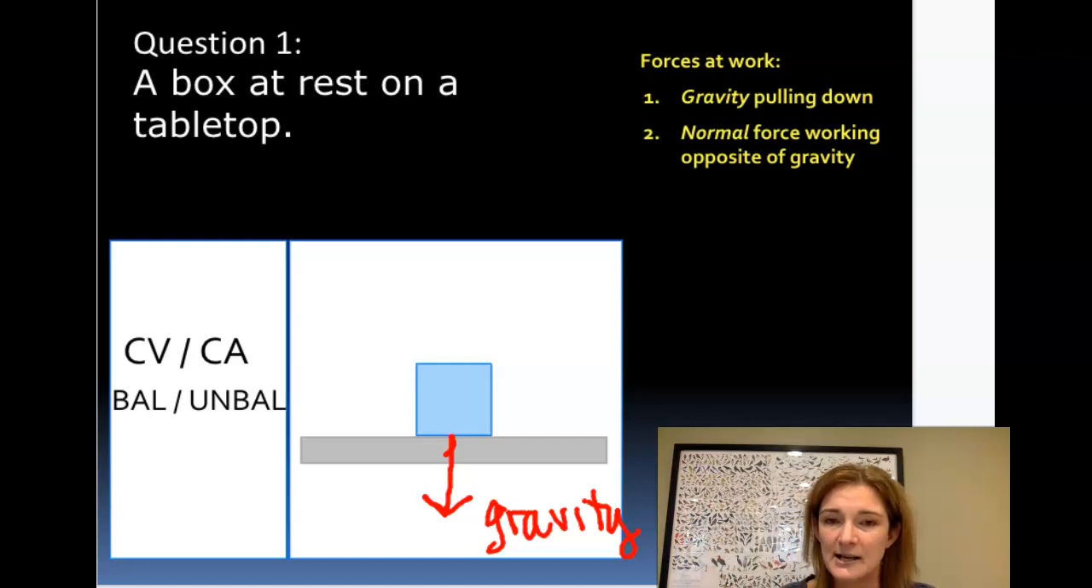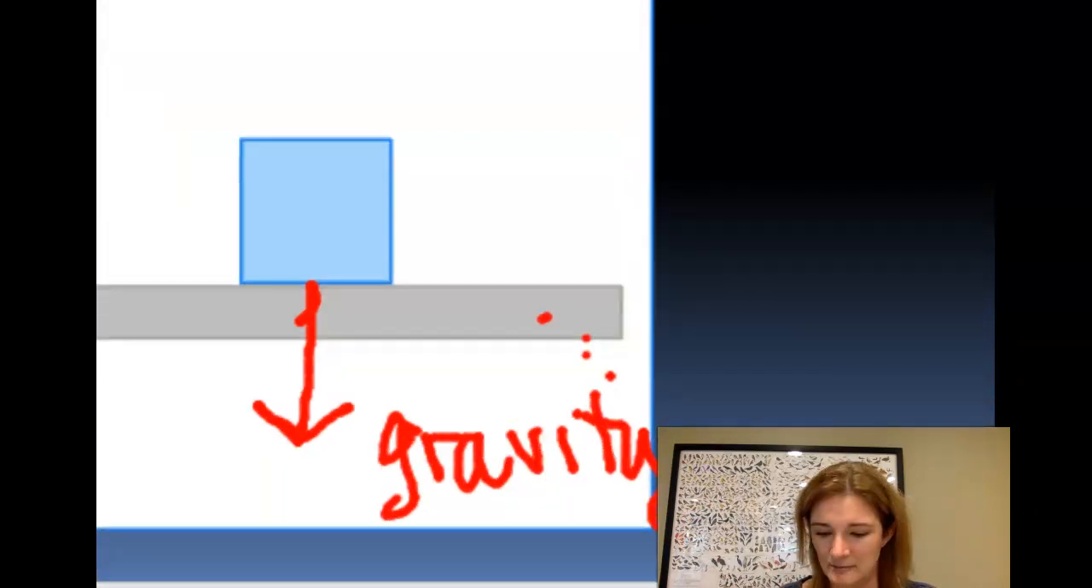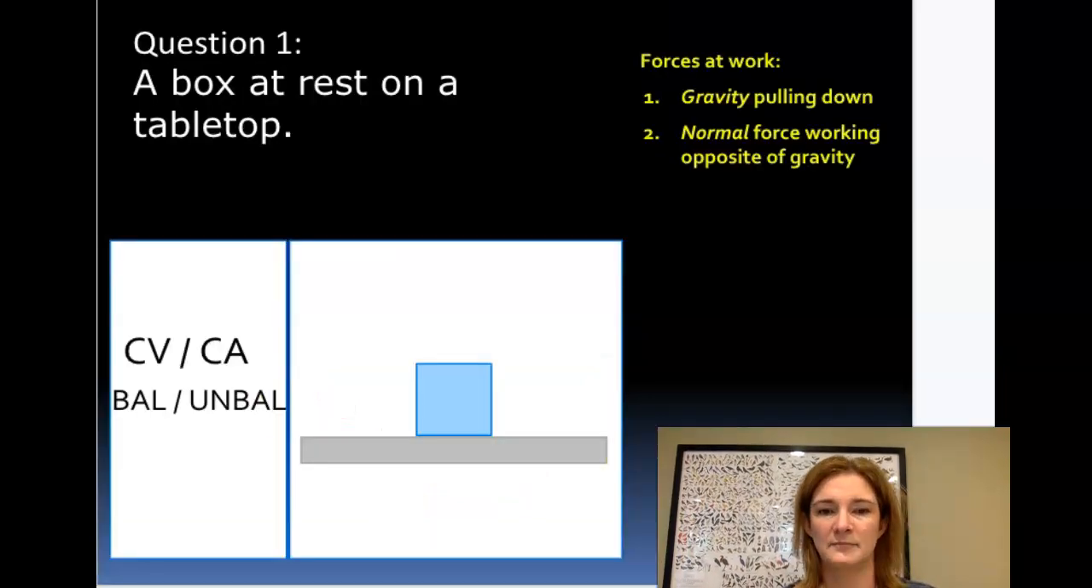Technically what's happening is that the molecules in the table are pushing back. Oh, why did that zoom? That's interesting. How do I undo that? Okay, let me pause for a second and figure out how to undo that. All right, I think I got it back here.